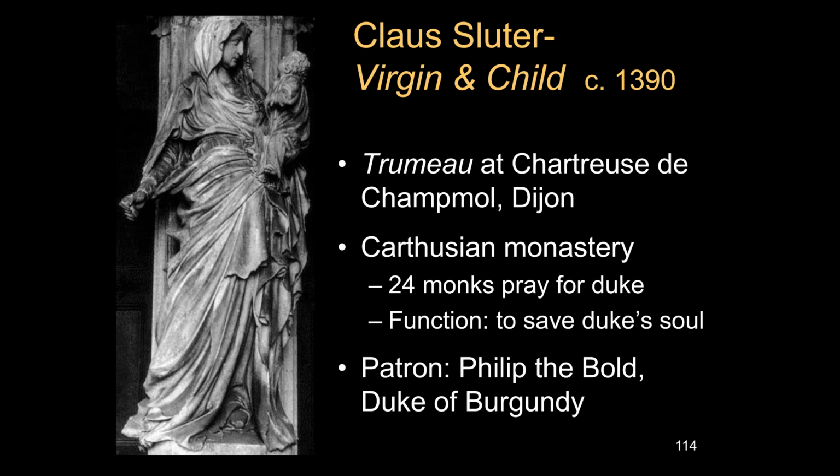Now, we said that the Duke founded a Carthusian monastery. Carthusian monasteries were a little bit different than, say, Benedictine monasteries. In Benedictine monasteries, in certain orders, if you were a monk, you would spend your days both working and praying. But in a Carthusian monastery, the monks didn't do much work. Their job was to pray constantly. And because of this, most Carthusian monasteries are very small. They usually are founded with 12 monks.